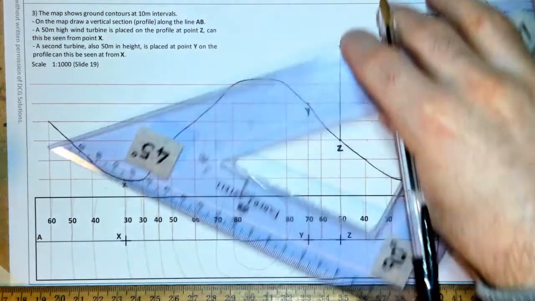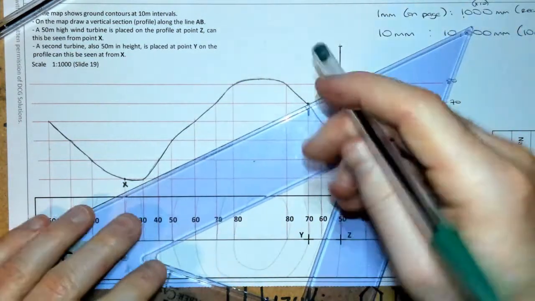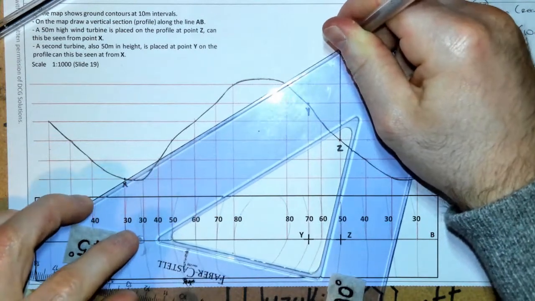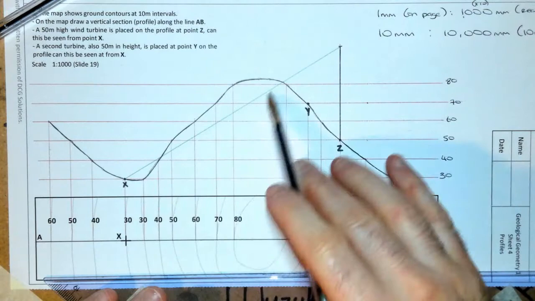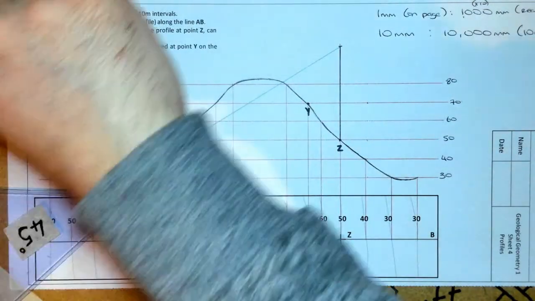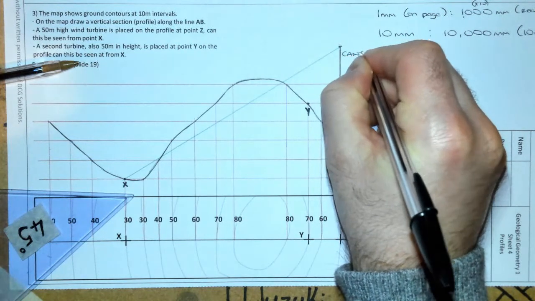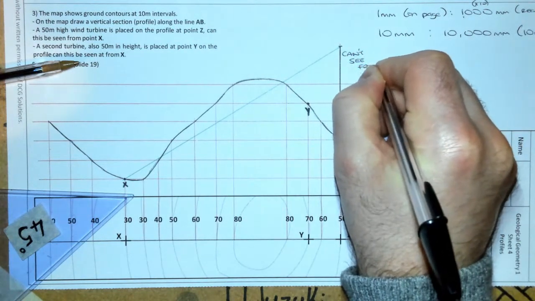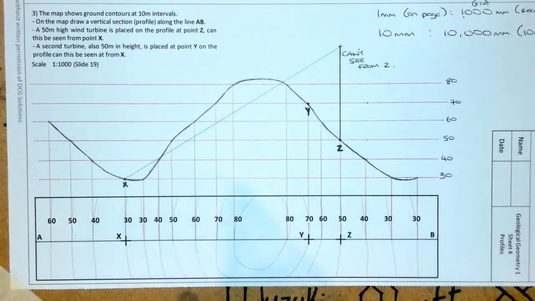And the question is, can that be seen from X? So what we'll do now is connect X through the top of it. And looking at that, we can see that the mountain is in the way of it, okay? So therefore we can't see it. So I'll just say can't see from Z, okay?